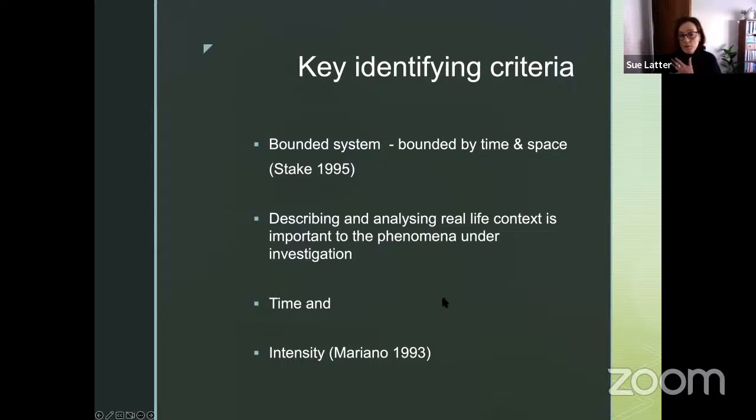It does take time, so thinking about, you know, whether you're doing a PhD part-time, it's quite tricky to do case study design because you need to spend time in the setting, really gathering data about the context. And it can be quite intense because you have to use multiple methods and really immerse yourself in the context sufficiently that you get that rich data to provide explanation and theory building.